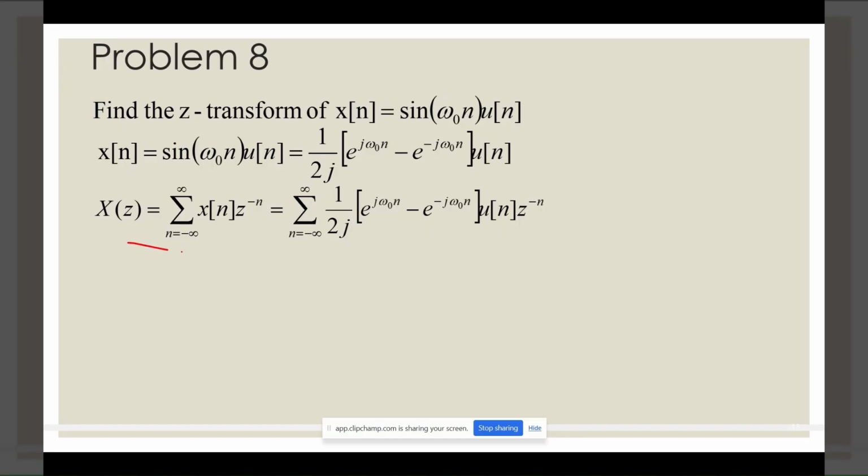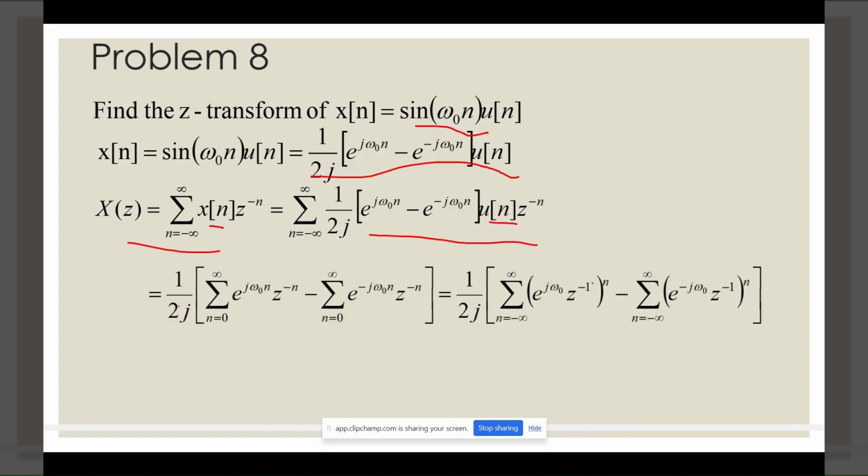you can see this is the general formula. Instead of x of n, it is sine omega naught n. Instead of sine omega naught n, we are going to replace this term. So just replaced. Again, u of n is available. So the limit will change from minus infinity to infinity, to 0 to infinity. And splitting these two components into two summations, we'll get like this.